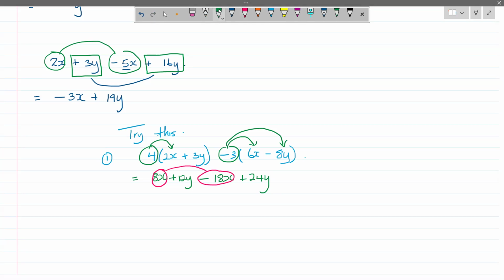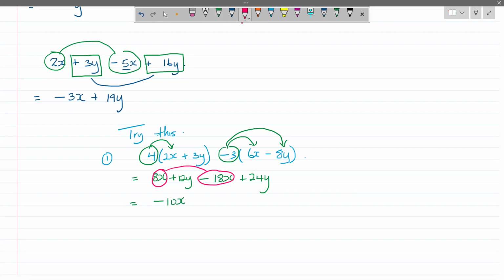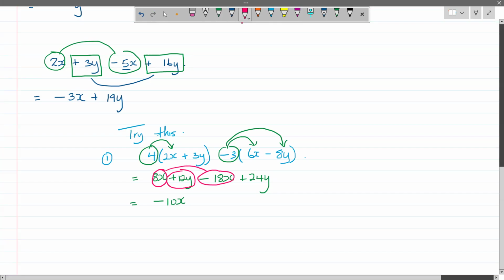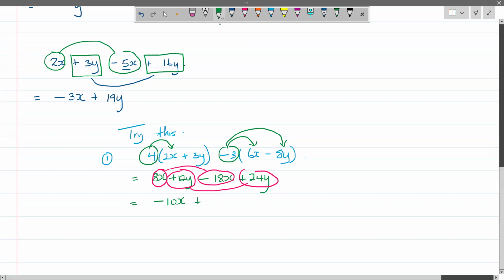Then write down: one time, I have 8x minus 18x. 18 is a bigger number, so my answer is going to carry the sign from the 18. So it's going to be negative. 8 from 18 will give me 10x. Then the next thing I'm doing here is positive 12y plus 24y. Now that gives me plus 36y.